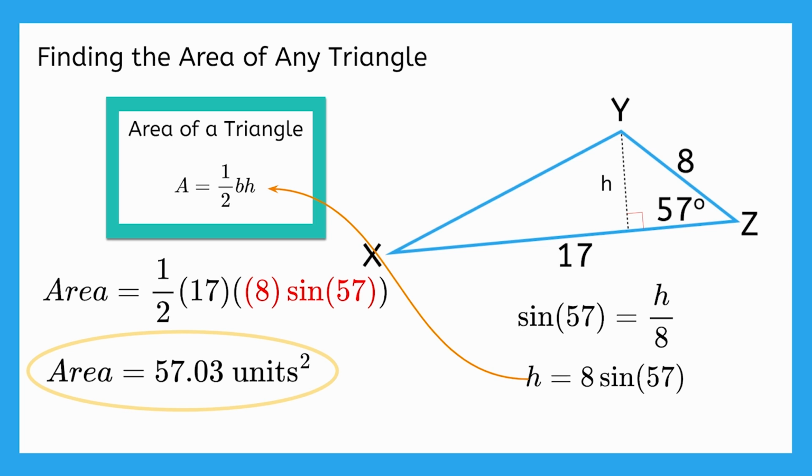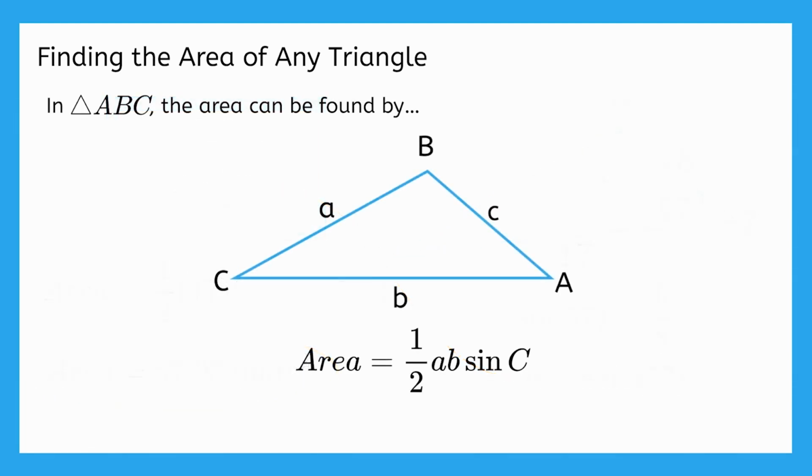Let's generalize this formula so we can use it for all triangles. In a triangle ABC, the area can be found by 1/2 side A times side B times the sine of C, which is the included angle, or more simply, 1/2 AB sine of C. Notice that we need two sides of the triangle and the included angle to use this area formula.